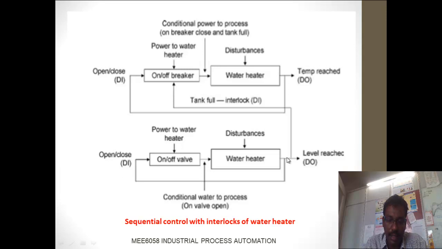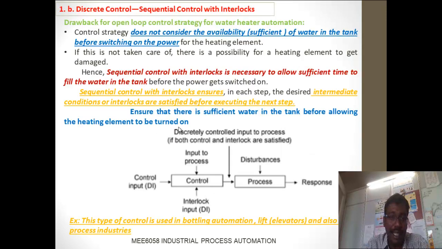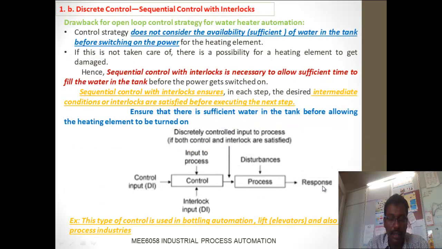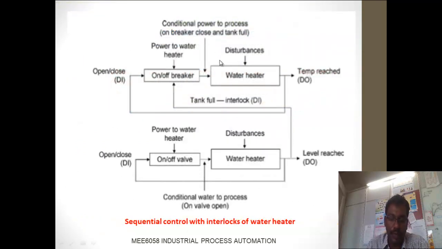Once the first sequence is executed properly, the second sequence is started. If the first sequence is not executed properly, there will be an interlock, and it does not allow the second process to execute in the system. So that is what we call a discrete signal. First is the open loop and closed loop system. With the open loop system, there is no feedback, and we come into discrete signal versus continuous closed loop system. Here we have sequential control with interlocks, an on-off controller, but sequential control with interlocks.